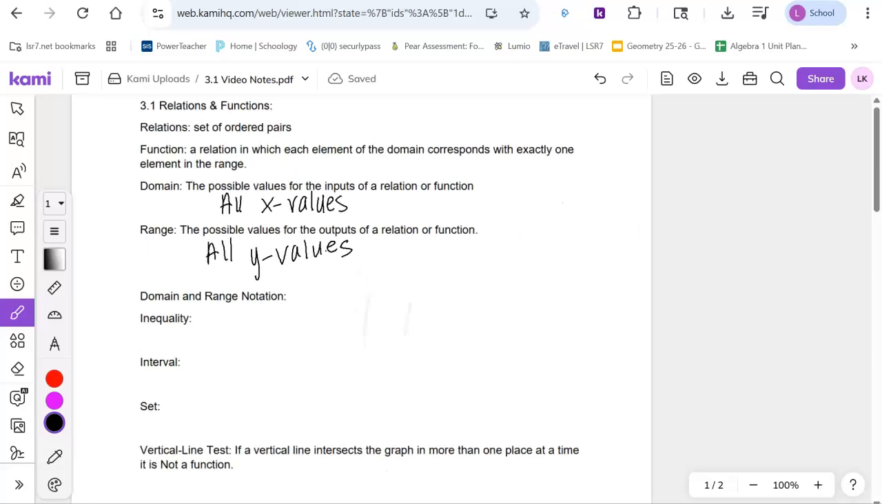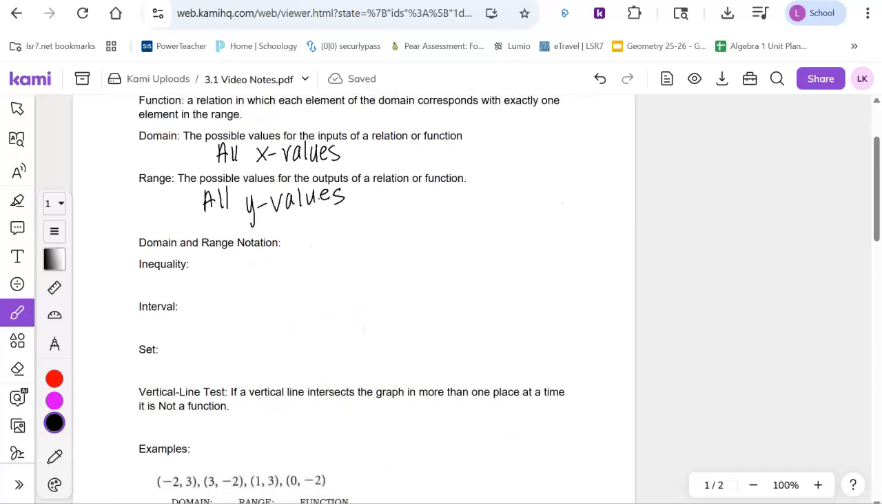You have the inequality notation, which would be something like 0 less than or equal to x less than or equal to 5. That means your domain would be anything from 0 to 5. If it was infinity, you'd have negative infinity less than y less than positive infinity. If it does not include the number, you do not put the or equal. So if you have infinities, that will never be or equal to.